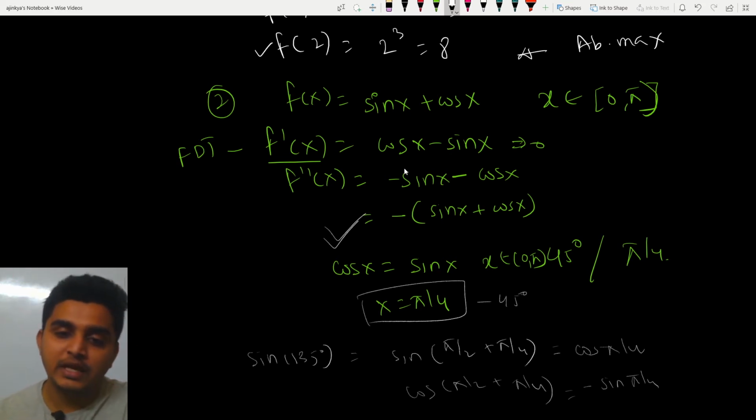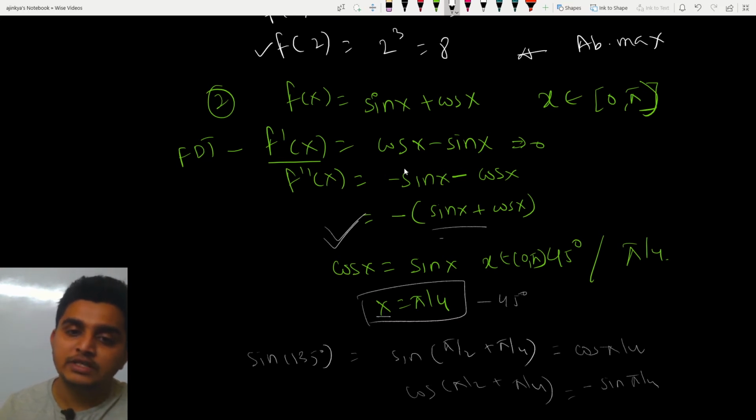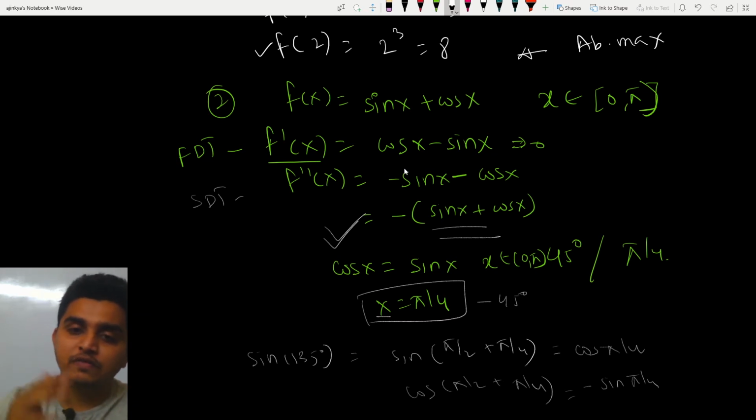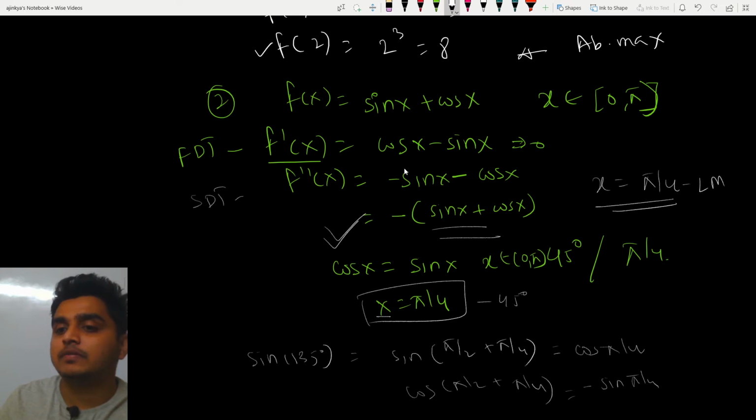So if we plug in x equals pi by 4 in this f double dash of x, which is the second derivative test, we can clearly see that this particular number is going to be negative, since sine of 45 is going to be positive. When you add two positive numbers, you get 1 upon root 2 plus 1 upon root 2, which is going to be root 2, and negative root 2. Since the number is negative, we can clearly say that this is giving us a local maxima. So at x equals pi by 4, we have a local maxima.